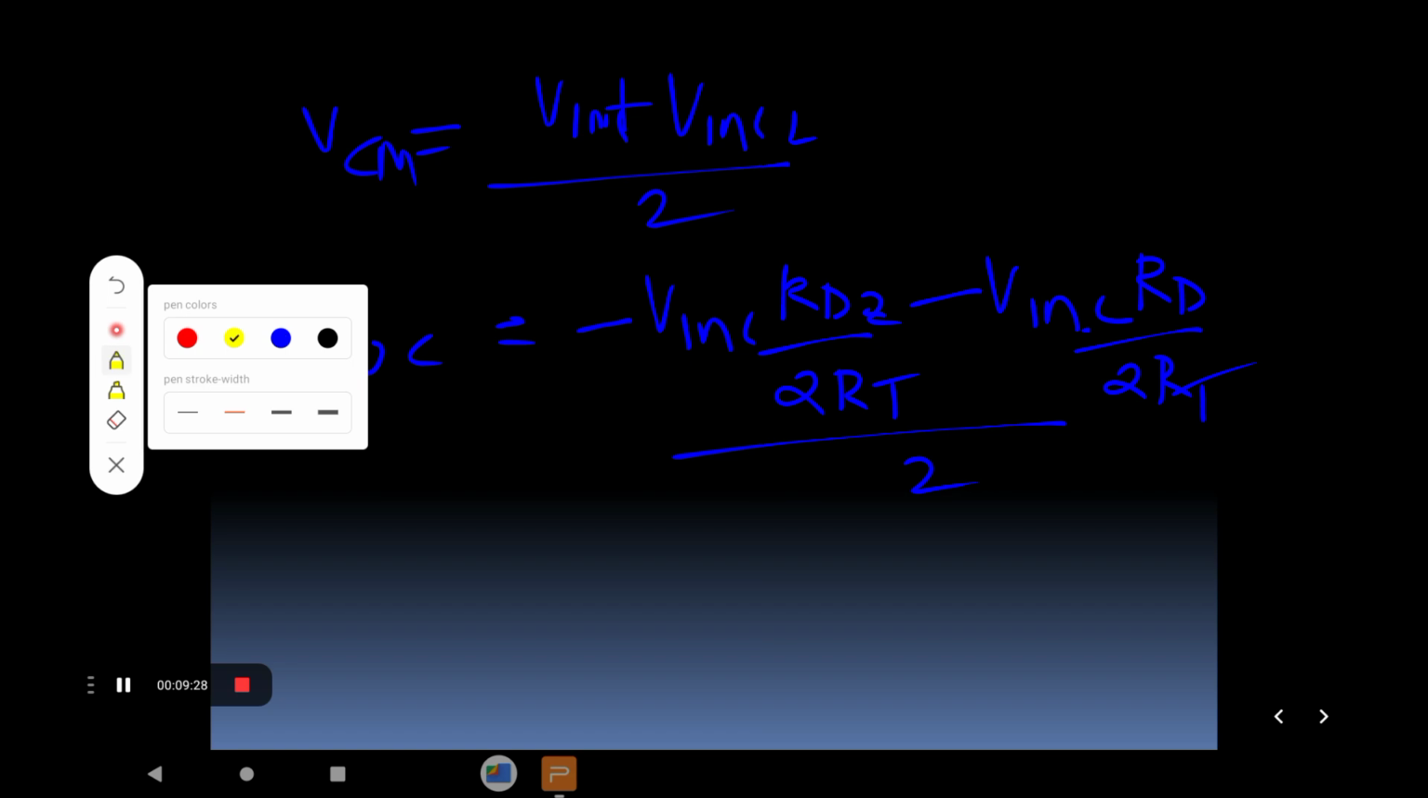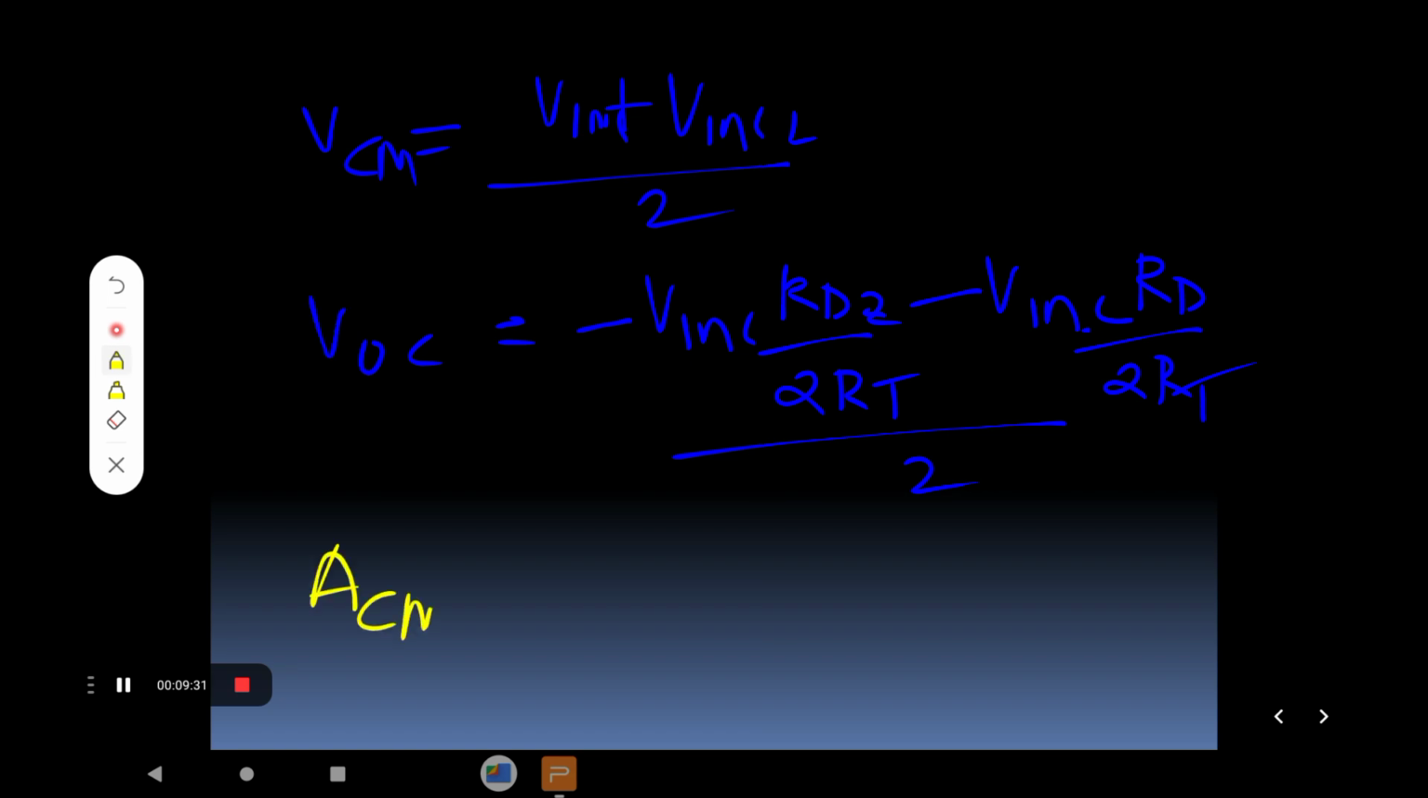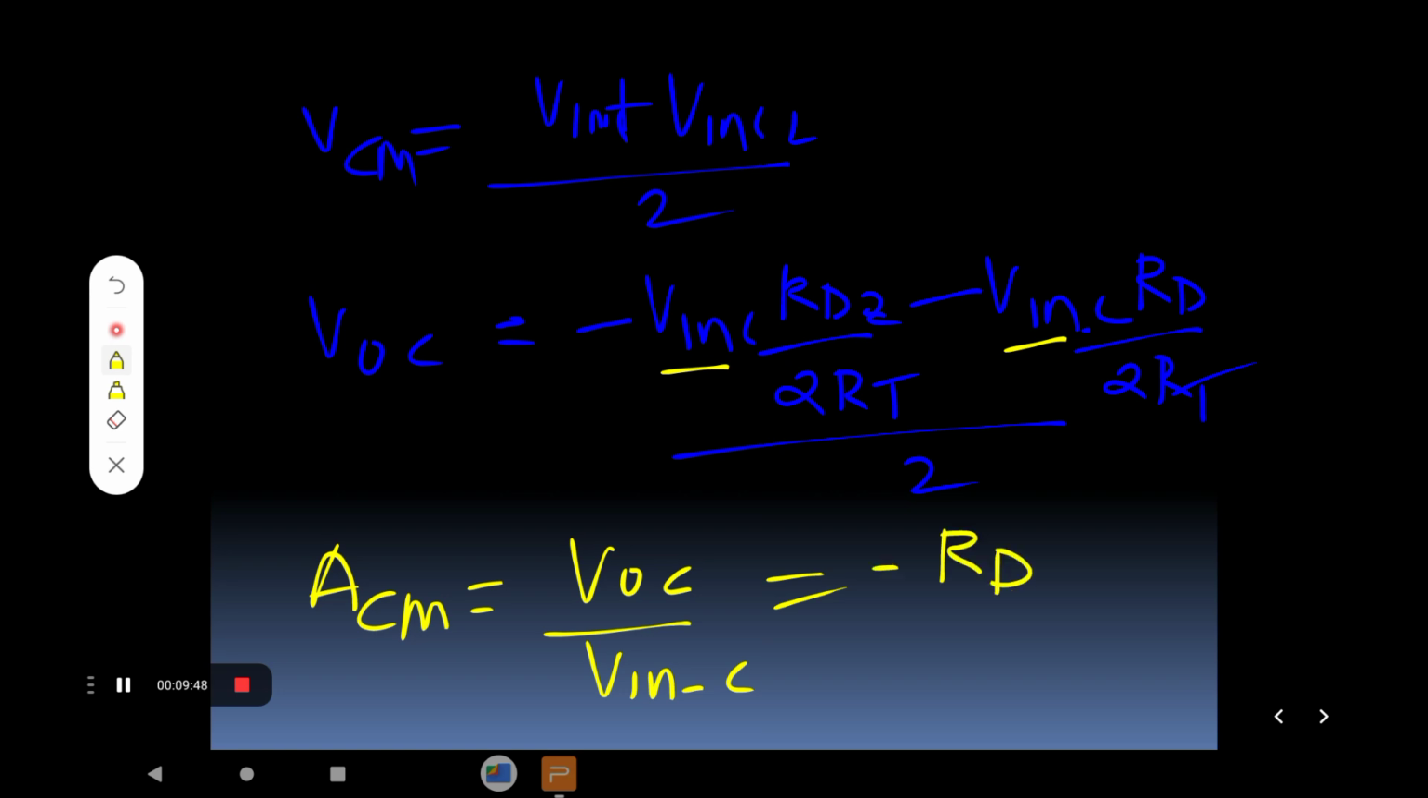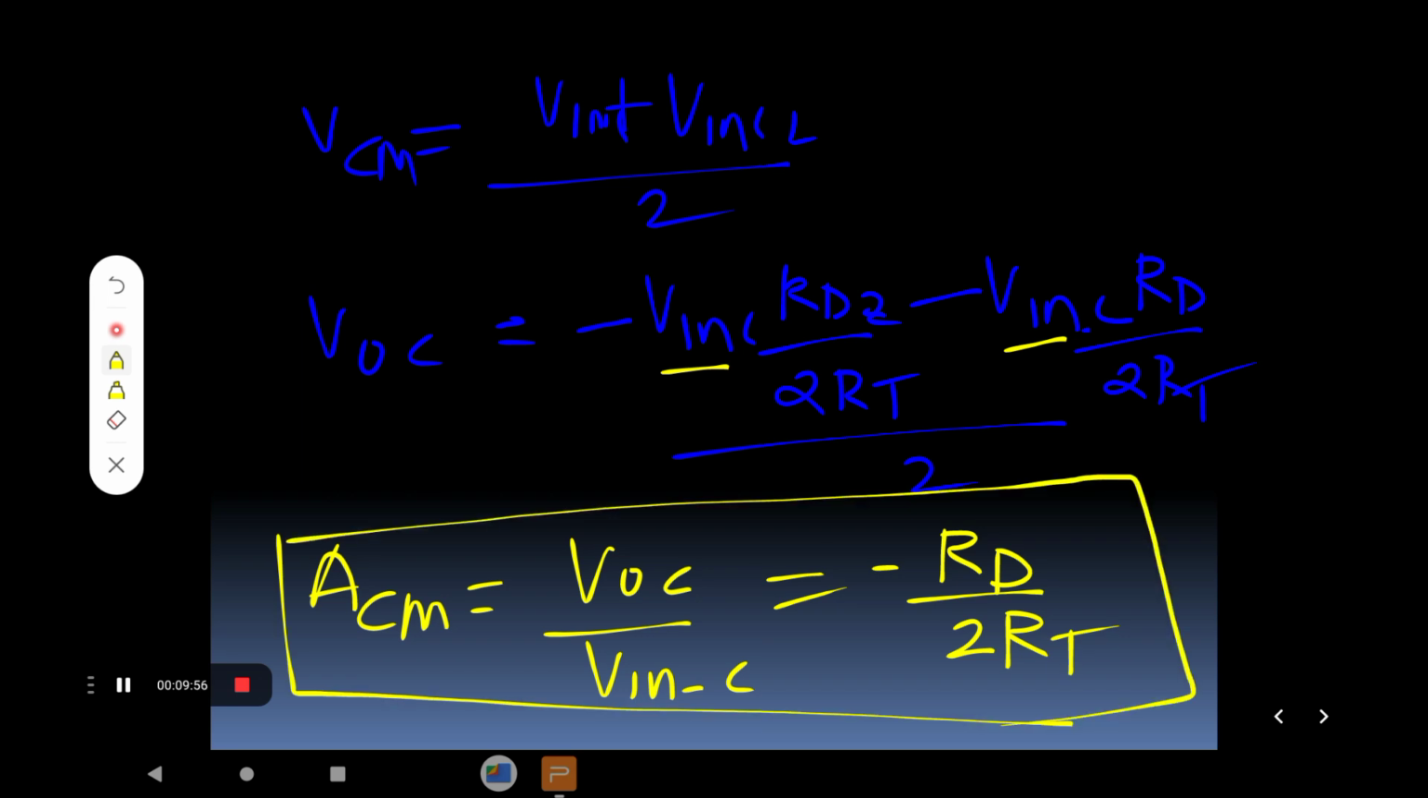Therefore, if you want to find the gain for this one, the common mode gain is equal to the output VOC by the input, which is common in both cases. So you take the left side, the VNC common mode input, and what is the remaining term? That is nothing but minus RD by 2RT. So this is the common mode gain in the case of the MOSFET. If you go for the transistor, the only variation is that RD is replaced with RC by 2RT.